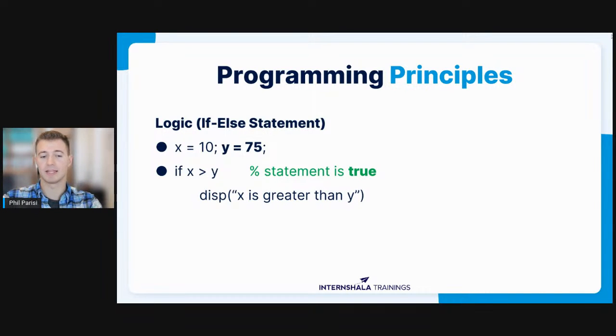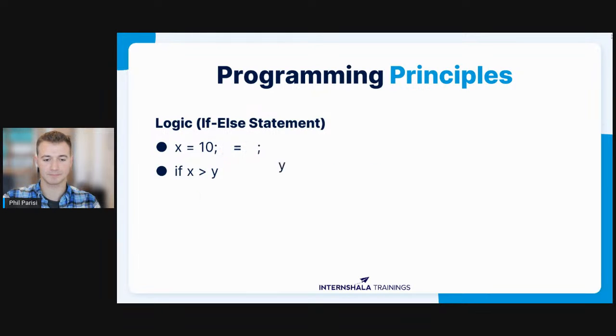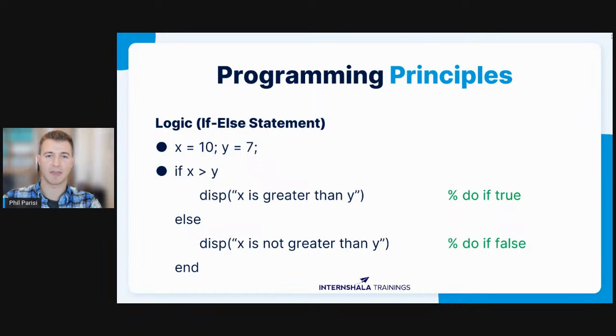However, let's say the value of y changes to 75. Well, now our statement is false because x is not greater than y, and we're going to want to output that x is in fact not greater than y. The way we'd write this full statement then is as such. We'd have those two display commands, and one of them will be run when the conditional statement is true, and the other will be run in the other scenarios, else, if that conditional statement is false. And we always wrap up these statements with the word end to tell MATLAB that we're done with this statement.